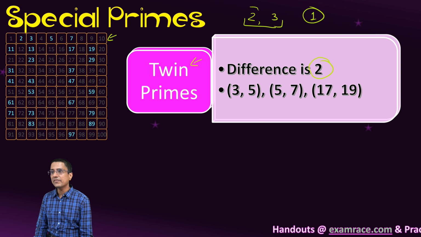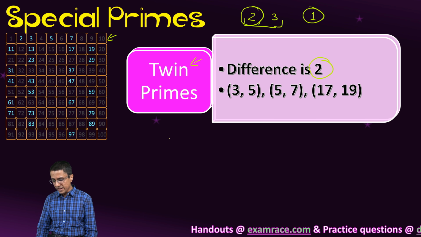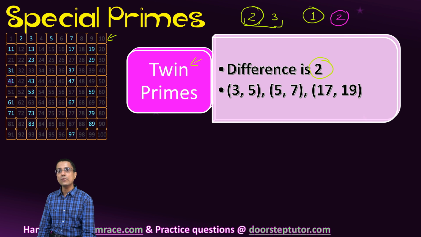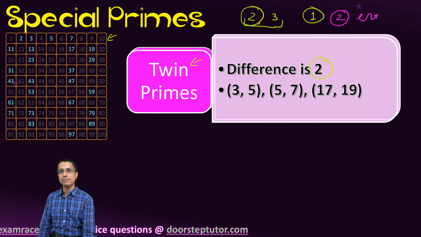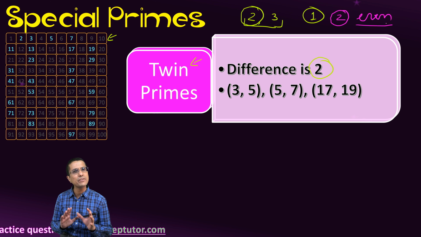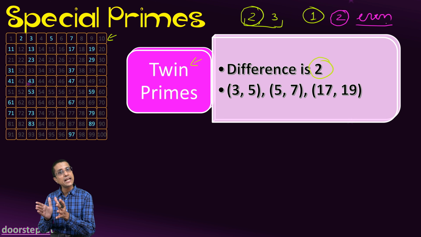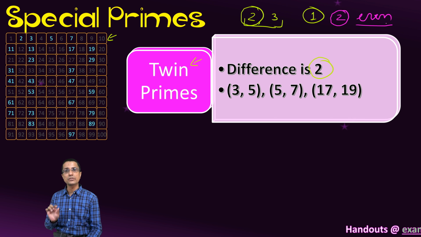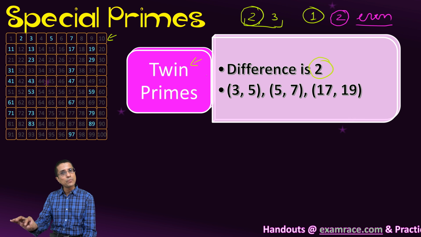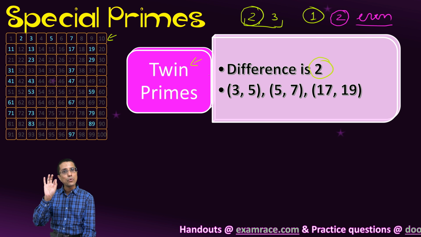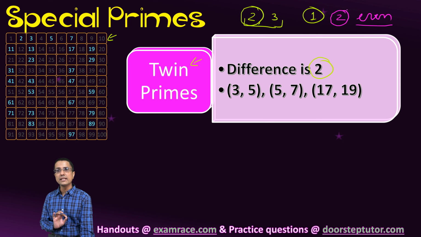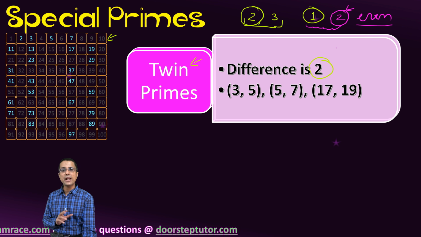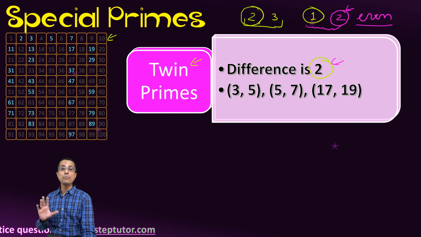2 itself is a prime number, and it is a very special prime number. Why is that? Because 2 is the only even prime. All other even numbers have 2 as an additional factor, and therefore they cannot be prime numbers. So 2 is not only the smallest prime, it is also the only even prime, and therefore 2 is in itself special. But 1 and 2, they are not twin primes. Twin primes have to have a difference of 2 between them.